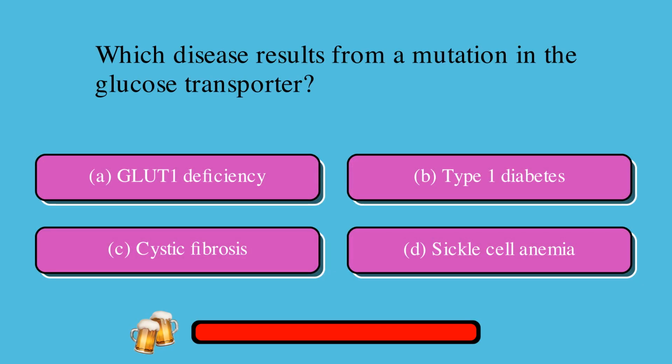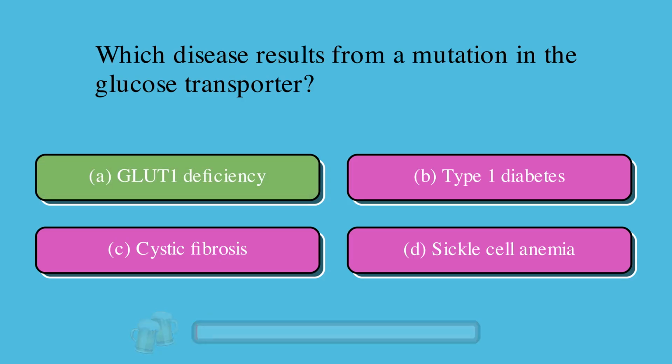Which disease results from a mutation in the glucose transporter? A. GLUT1 deficiency, or B. Type 1 diabetes, or C. Cystic fibrosis, or D. Sickle cell anemia. The correct answer is A. GLUT1 deficiency.